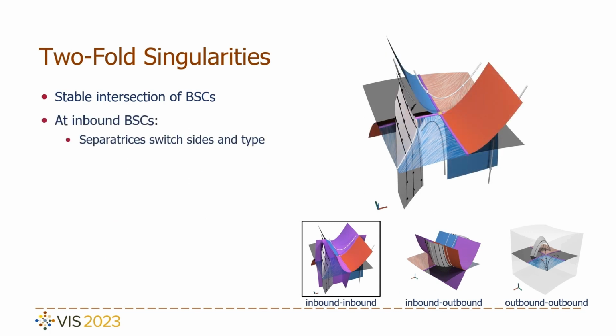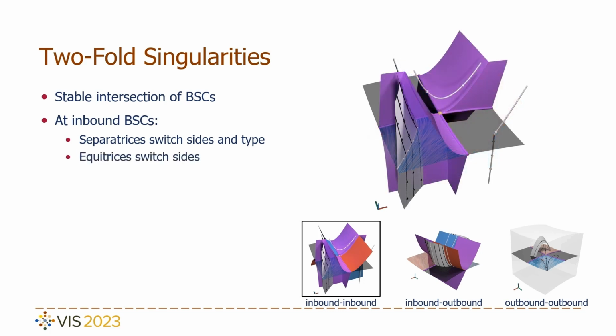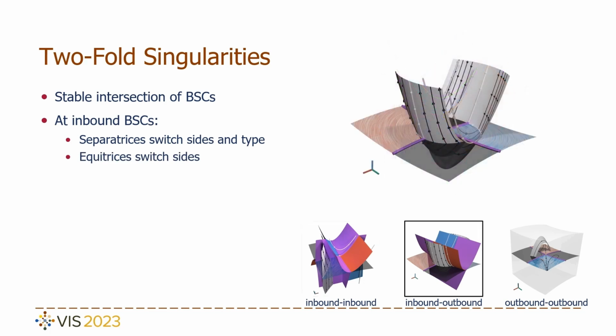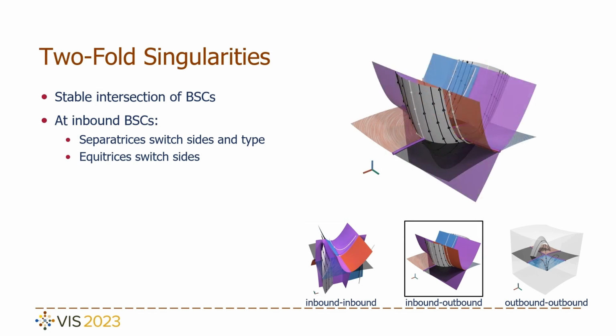In the inbound case, the separatrices and equitrices switch sides at the twofold singularity. The separatrix also changes its type. Together they highlight the amount of qualitatively different regions. The inbound-outbound case displays fewer separating structures. This is due to the outbound boundary switch curve, which does not induce separating properties.